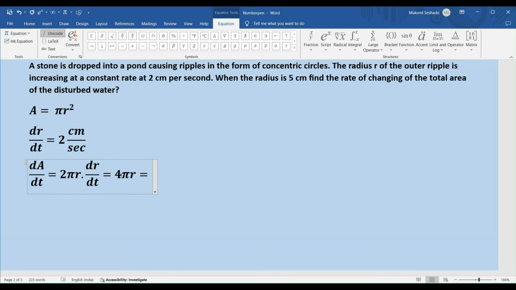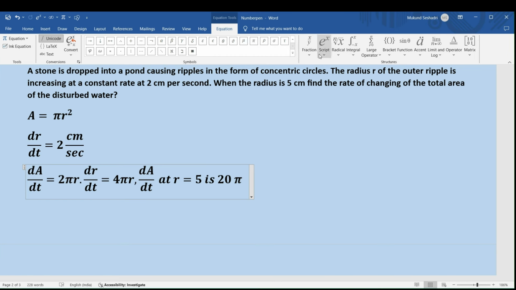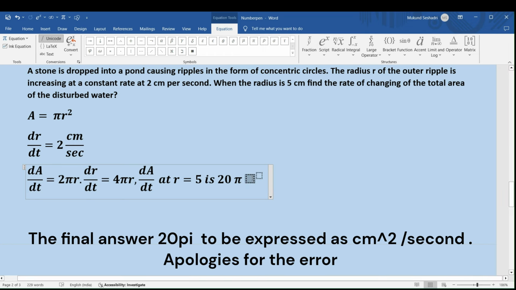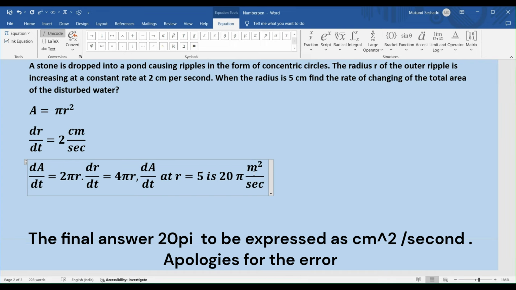It just calls for a substitution. dA by dt at r equals 5 is 4 pi into 5, which is your 20 pi, right? And what is the unit? For dA by dt, your A is expressed in meter square, and your t is your time. So therefore it is meter square per second, right? So that's your rate of change of area. So the answer to the problem is 20 pi.